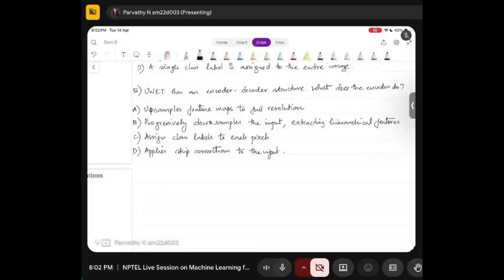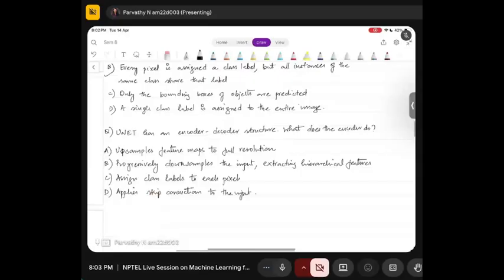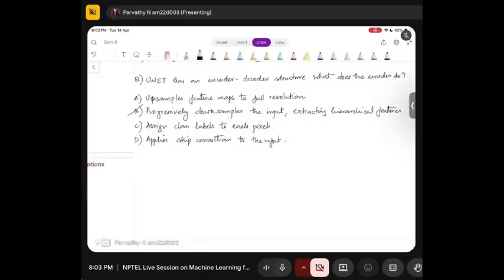So the encoder will apply repeated convolutions and pooling, all those operations, to reduce the spatial size with an increase in the number of layers. So the answer is it will progressively downsample the input, extracting hierarchical features, and the corresponding decoder will then upsample this back to the original resolution.